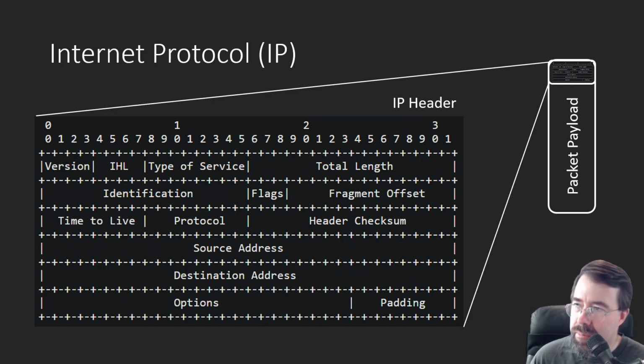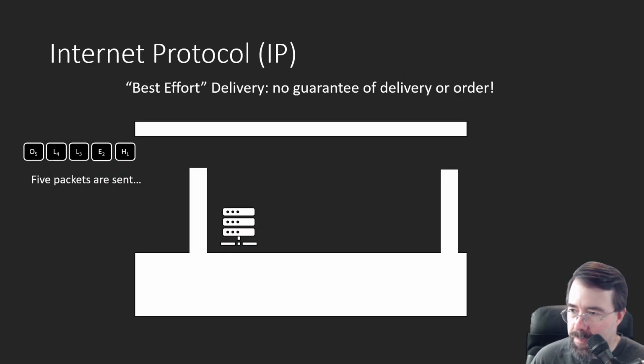But essentially, the job of this header is to identify what version of the Internet Protocol we're using, who's the sender, who's the receiver, how big the packet is, what the checksum is so that we can detect errors. And that's pretty much it.